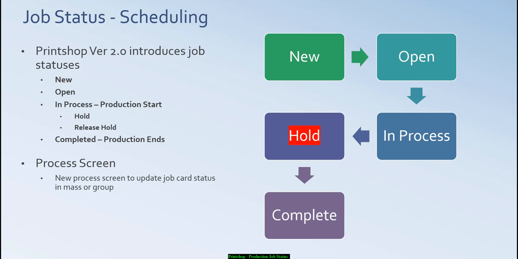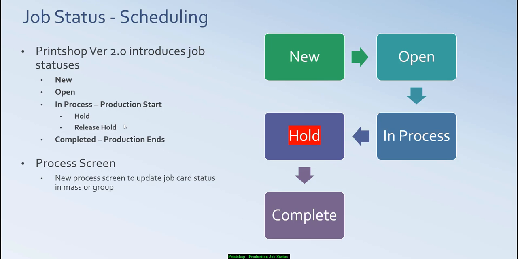So job statuses. In 2.0, we're introducing several different statuses. By default, all job cards that you create will have the definition of a new status, and then from there onwards the user can click on and open the job card to work on it in terms of setting up the data, setting up the specifications for the job card, and then once that's set up, you can pass that information on to the production manager, who would then click on the in process status.